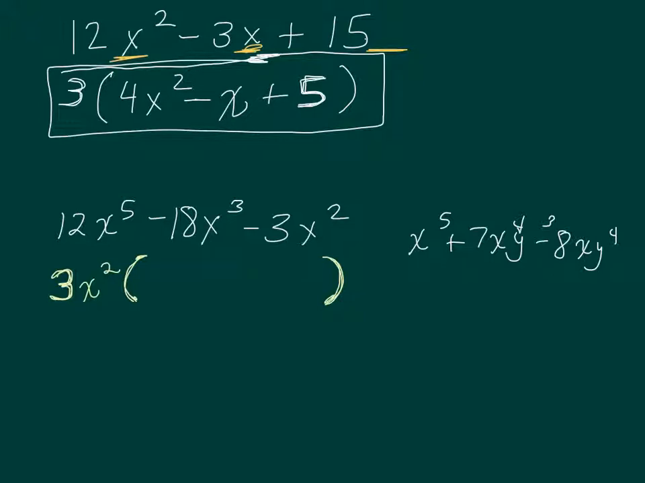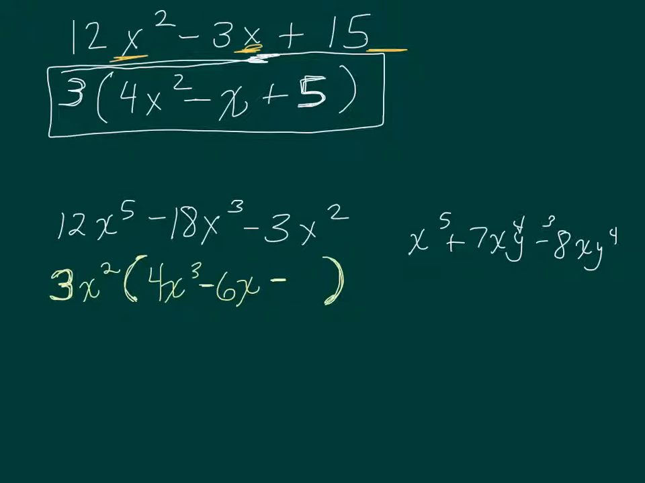Now, 12 divided by 3 is 4. I had 5 x's. I wanted to take 2 out, so I have 3 left. Minus 18 divided by 3 is 6. I had 3 x's. I took 2 out, so I'm left with 1. Minus, and 3 divided by 3 is 1. X squared divided by x squared is 1.